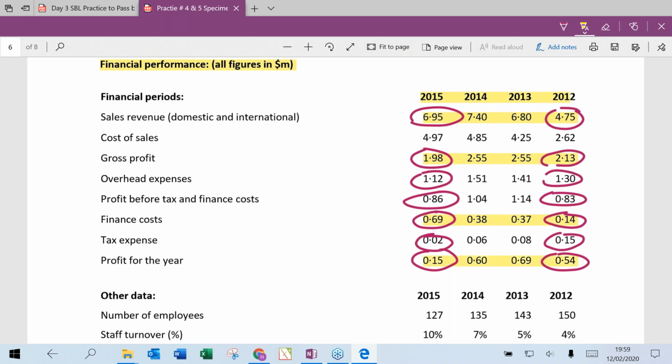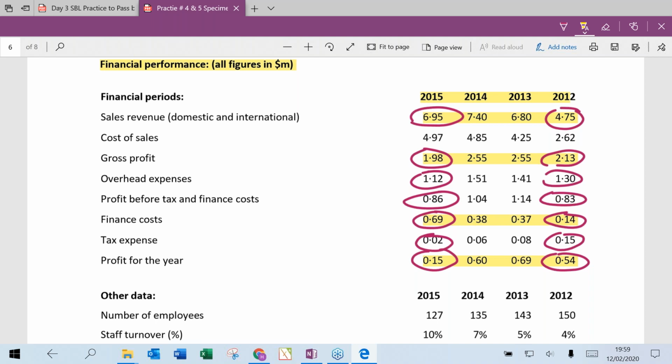So we will not talk about each and every line. Always we will talk about sales revenue, then we will talk about gross profit margin, finance cost, and then in the end the bottom line, like profit for the year. Okay.